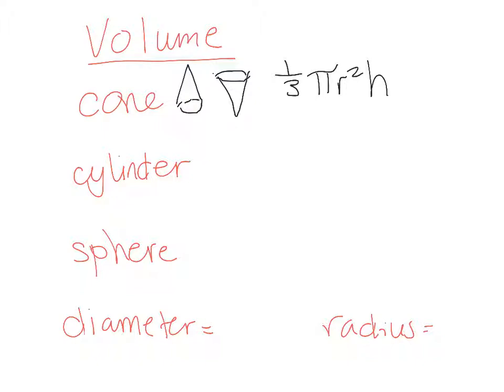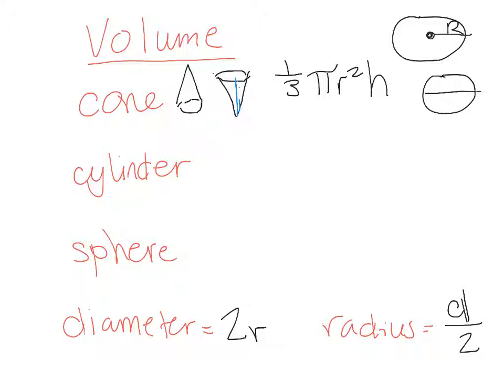Height is just like what it looks like when you work with triangles. Your radius, remember, in a circle is half of your diameter. So your radius is your diameter divided by 2. Your diameter is also 2 times your radius, in case you forget that. Your diameter is across the entire length of your circle.